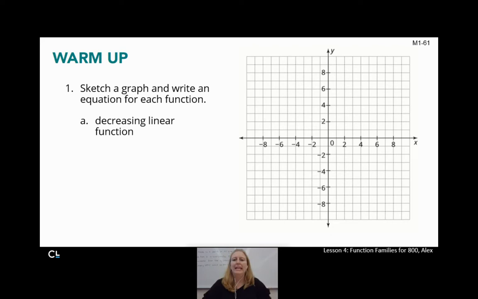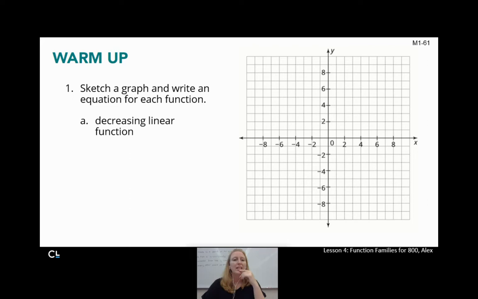It is the last lesson of our unit, and so we're kicking it off on page 61, M1-61. That's where we're at right now. We have a couple of warm-ups, A and B as well. I would like you to sketch a graph and write an equation for each function.